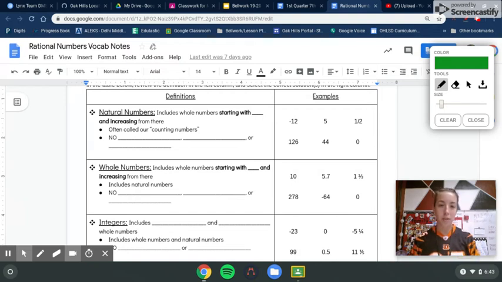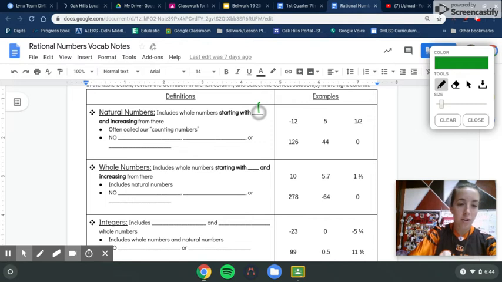So there are a couple of different categories within rational numbers. And the very first one that you always start with, even as a kid, is called natural numbers. So let's go ahead and go over the definition of that, and then I'll go over the examples of each one also. Okay, so natural numbers include whole numbers starting with the number 1, and you increase from there. Often these are called our counting numbers, which are our numbers that we first learn.